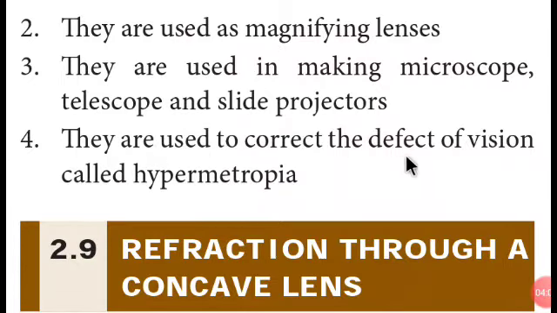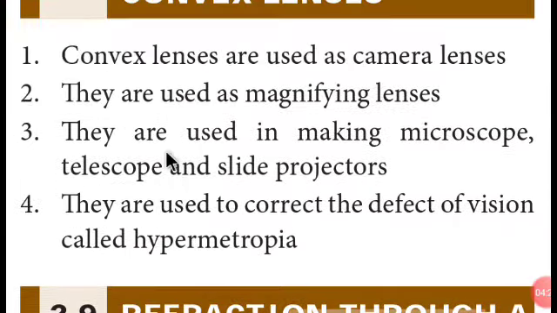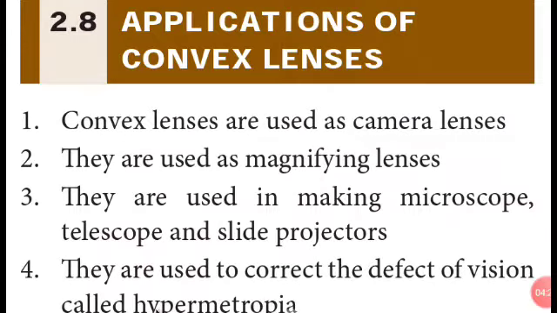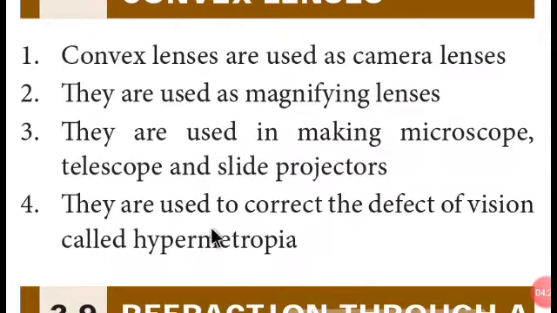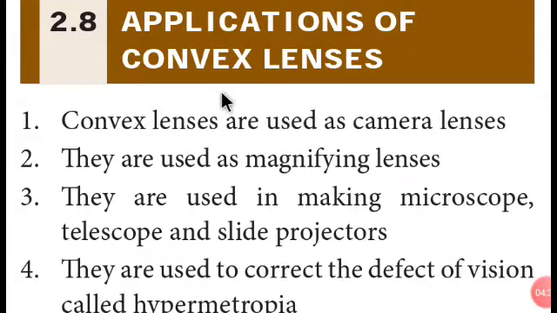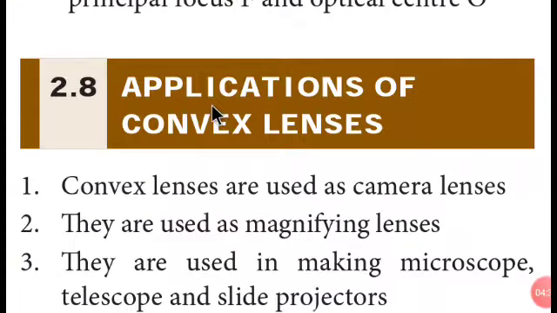Fourth one, they are used to correct the defect of vision called hypermetropia. Hypermetropia is actually a disease, or we can say it as a defect of eye lens. We'll be covering this defect also in the upcoming sessions. Wait for that. And for the application of convex lenses we are having hypermetropia, and for applications of concave lenses we will be having myopia. Just remember these 4 points. This might be very useful when you are answering some questions from optics chapter.